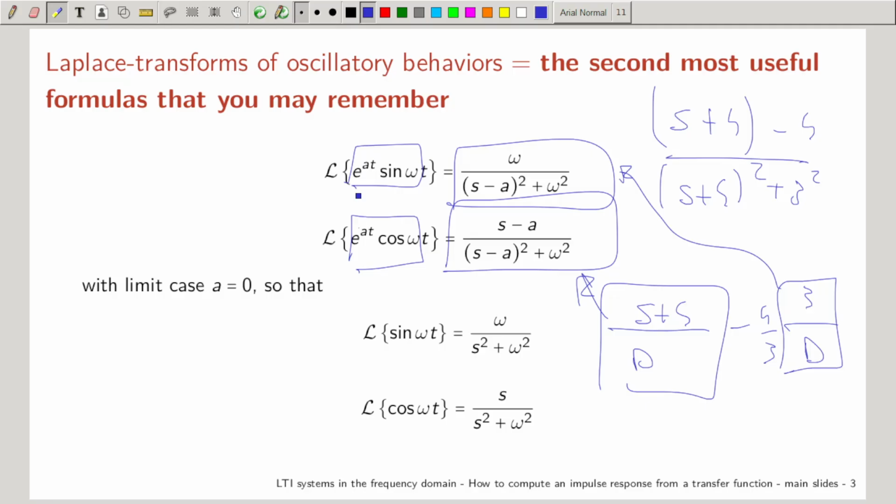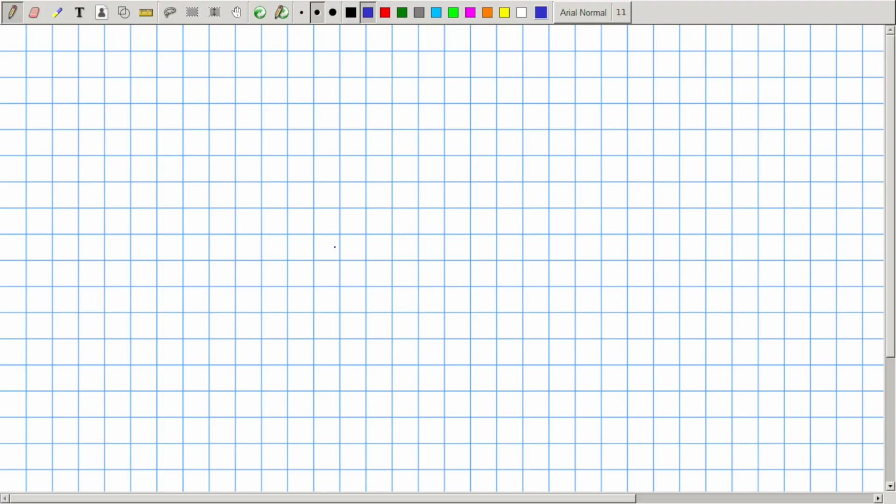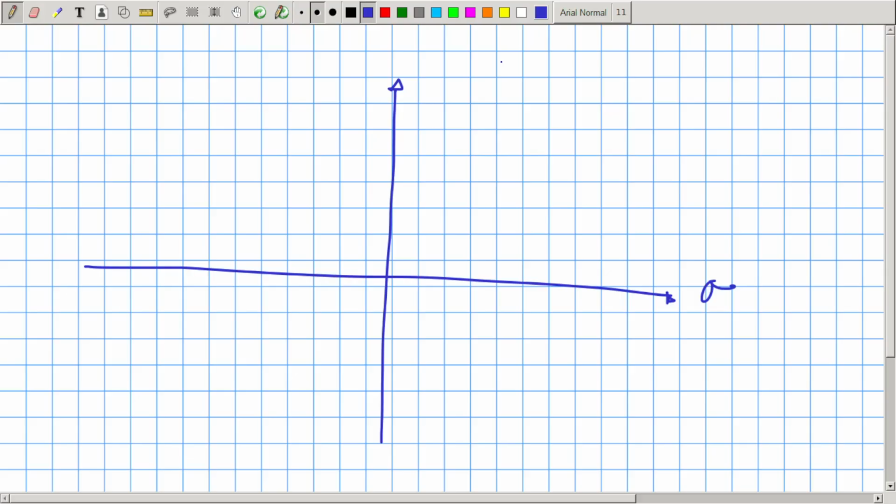Perfect. At this point, let's connect with something that we were doing before. It's an exercise that we were doing before. I was telling you that if somebody tells you that my h of t, from a Laplace perspective, looks like this one.